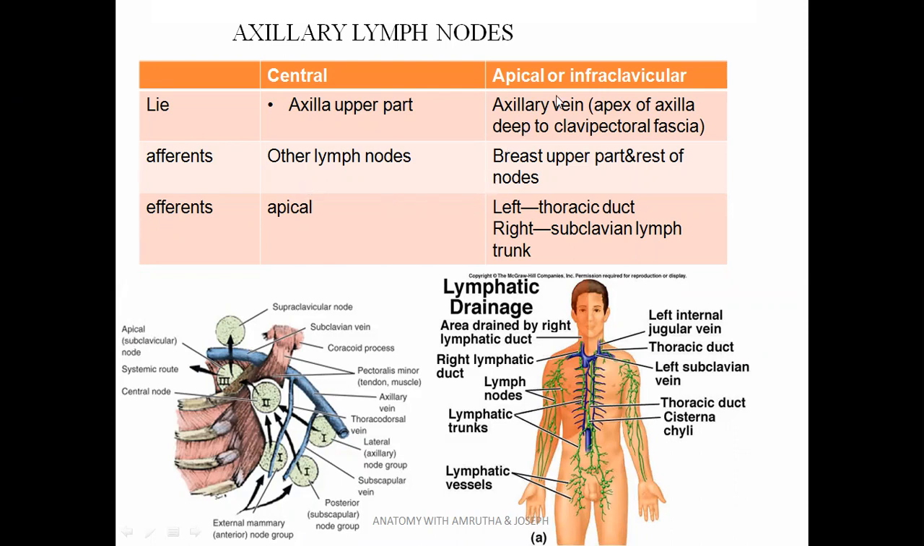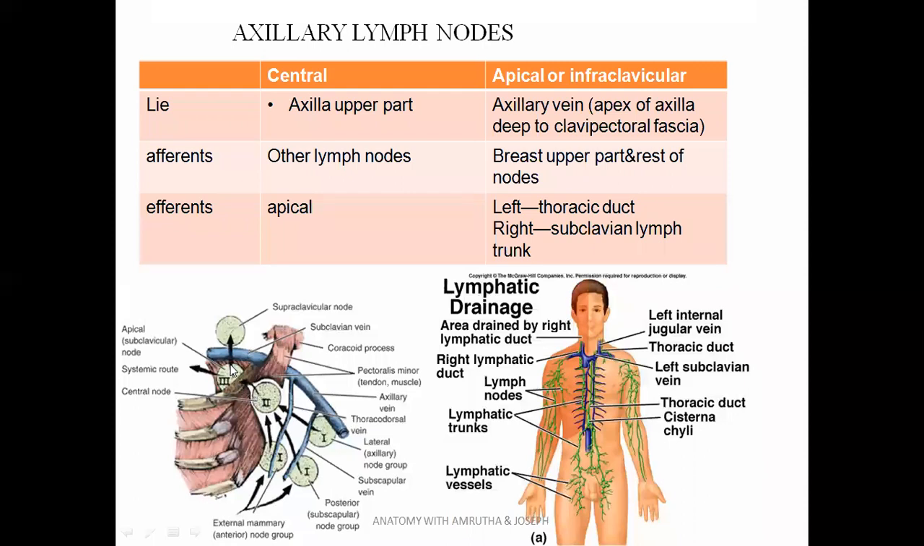Whereas apical or infraclavicular lymph nodes are located along the axillary vein near the apex of the axilla, deep to a fascia, clavipectoral fascia, which is covering the pectoralis minor muscle. And afferents are reaching from the breast, upper part, and the remaining groups of nodes. We can see all the lymph nodes. The lymphatics are connected from the central to the apical. So, in other words, the apical group of lymph nodes receives all the lymph from the other groups of lymph nodes.